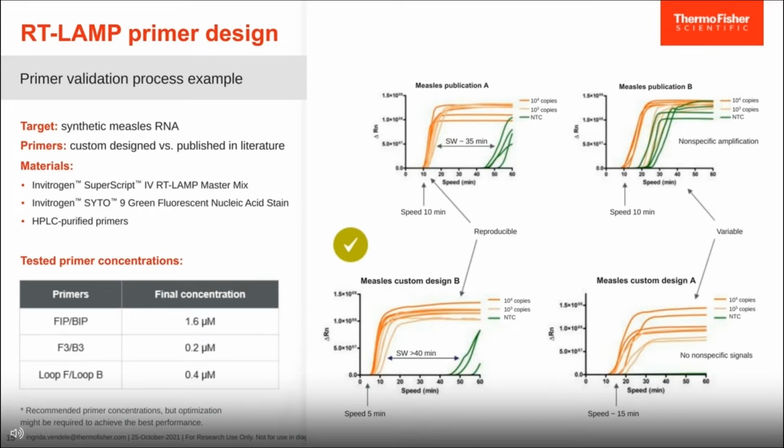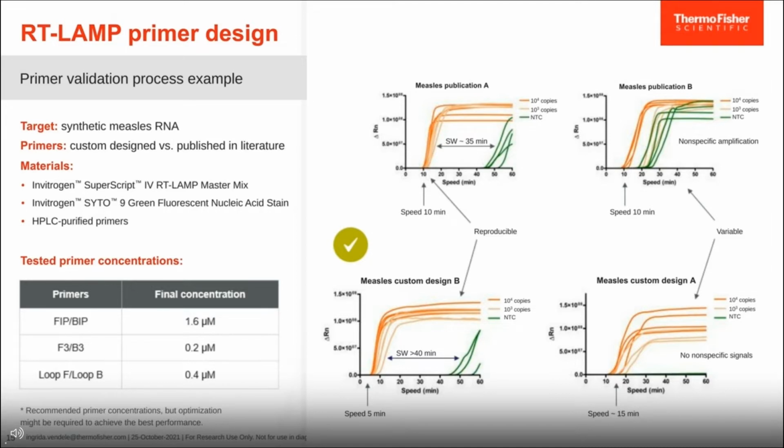The technical replicates are very reproducible. Specificity window is about 35 minutes, allowing for a fast and specific reaction. And then on the right, we have non-specific amplification overlaying your specific curves. Reproducibility is not great, and technical replicates are spread out, and we would have difficulties in separating a false positive signal from a specific amplification here.